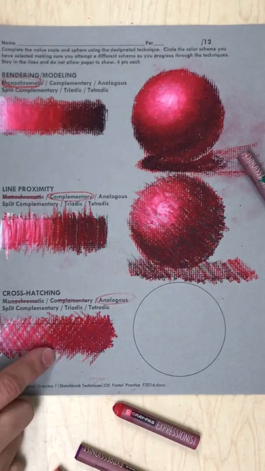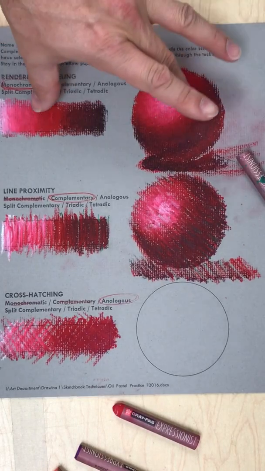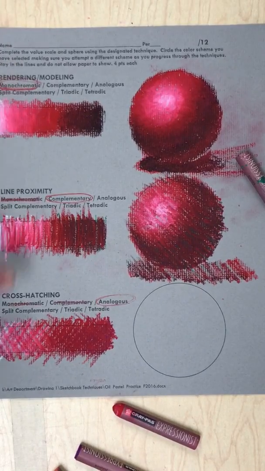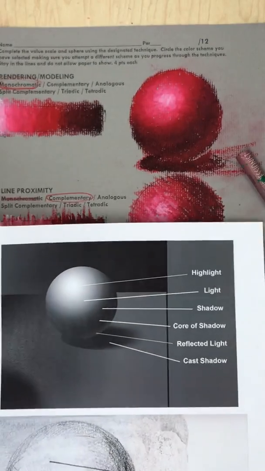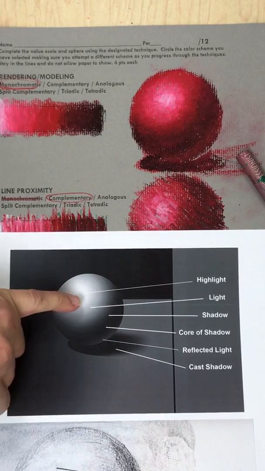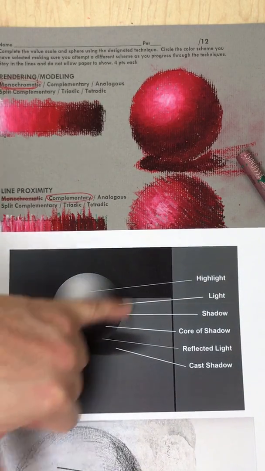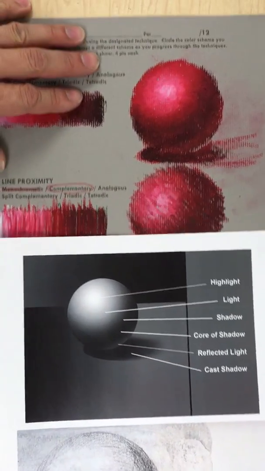After you've completed the value scale, now you're going to create the sphere just like you did with rendering modeling and line proximity. Again, you're using this color scheme in this sphere, and I'm using my handout here as a reference to identify where my highlights are, my reflected lights, my core shadows, as well as the cast shadow. Okay, does that make sense?